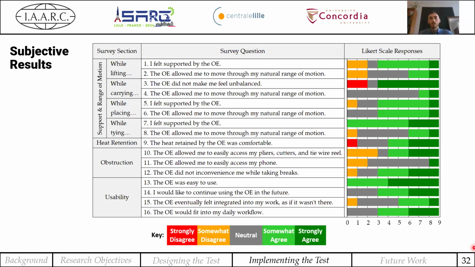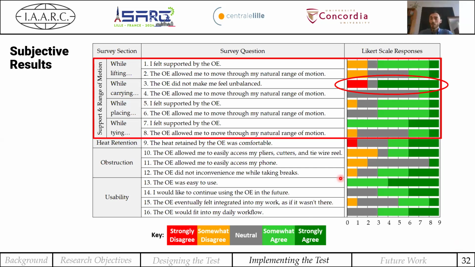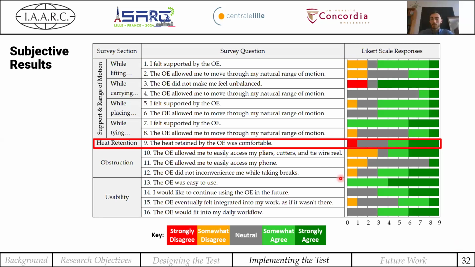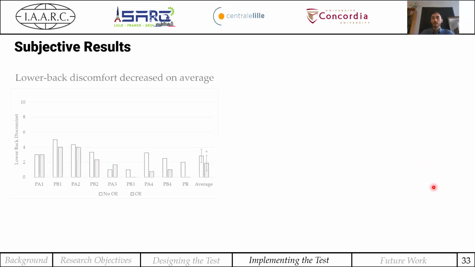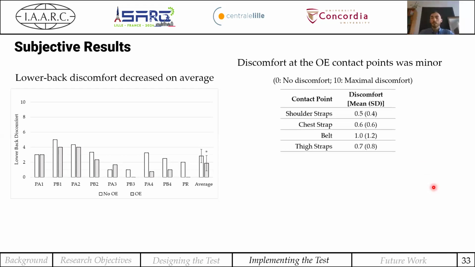There are lots of positive opinions regarding the OE, as represented by the dark and light green cells in this figure. The 2 oldest participants thought the OE made them feel unbalanced during the carrying task. 1 participant felt overheated by the OE. There were some constructive feedbacks regarding obstruction and mostly positive results regarding usability. Lower back discomfort decreased on average, and discomfort at the OE contact points was very low. And this is a good result because contact point discomfort can be seen as a potential short-term measure of the potential long-term undesirable effects of the passive OE, displacing forces in the body.